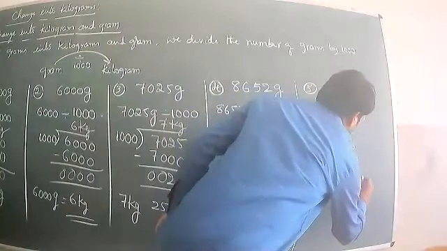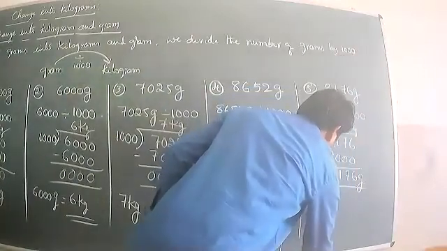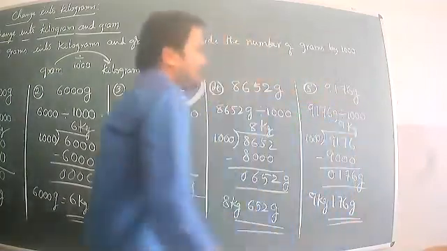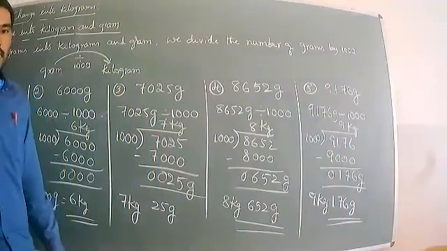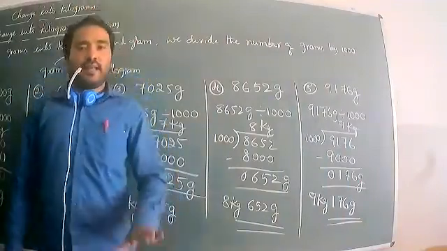Okay, it is gram, it is kg. So what is the answer? 9 kg 176 grams. This is the answer. So we should divide by 1,000 to convert grams to kg.